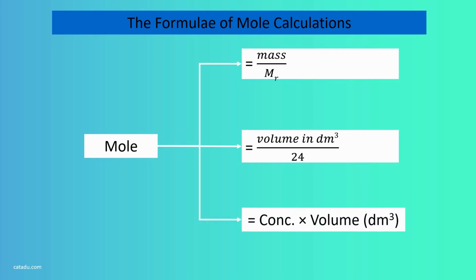The third formula is for a solution, where concentration and volume are given. We can find the mole directly using this formula: mole is equal to concentration multiplied by volume. But we have to convert volume into dm cube. 1000 cm cube is equal to 1 dm cube.